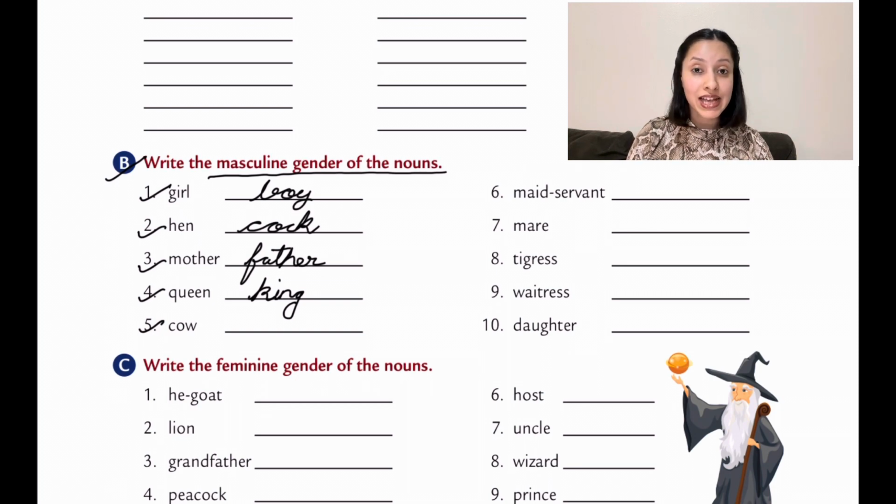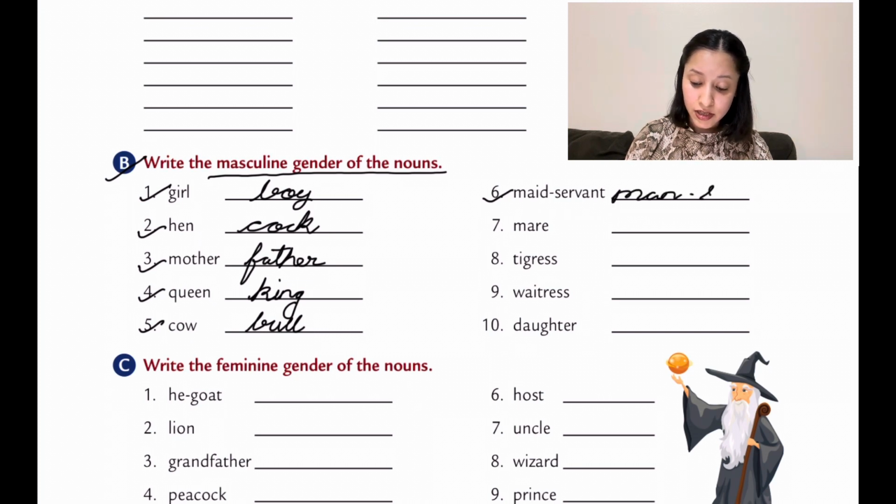Cow. What is the masculine gender of cow? It is bull. So you'll write bull. See the sixth one. Maid servant. What is the meaning of maid servant? Maid servant means a female person who comes to a house and gives domestic help. Okay? Now, what will be the masculine gender of maid servant? It will be man servant. It means a male person who comes to a house for domestic help. So you will write man servant.